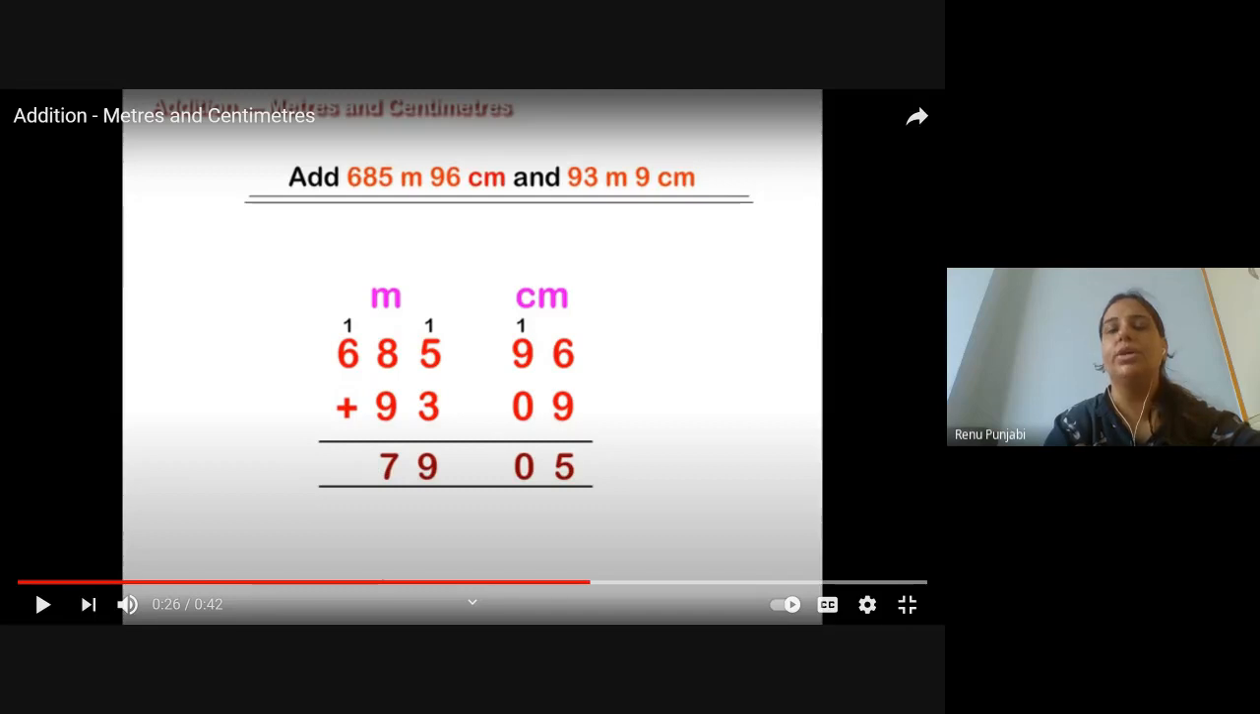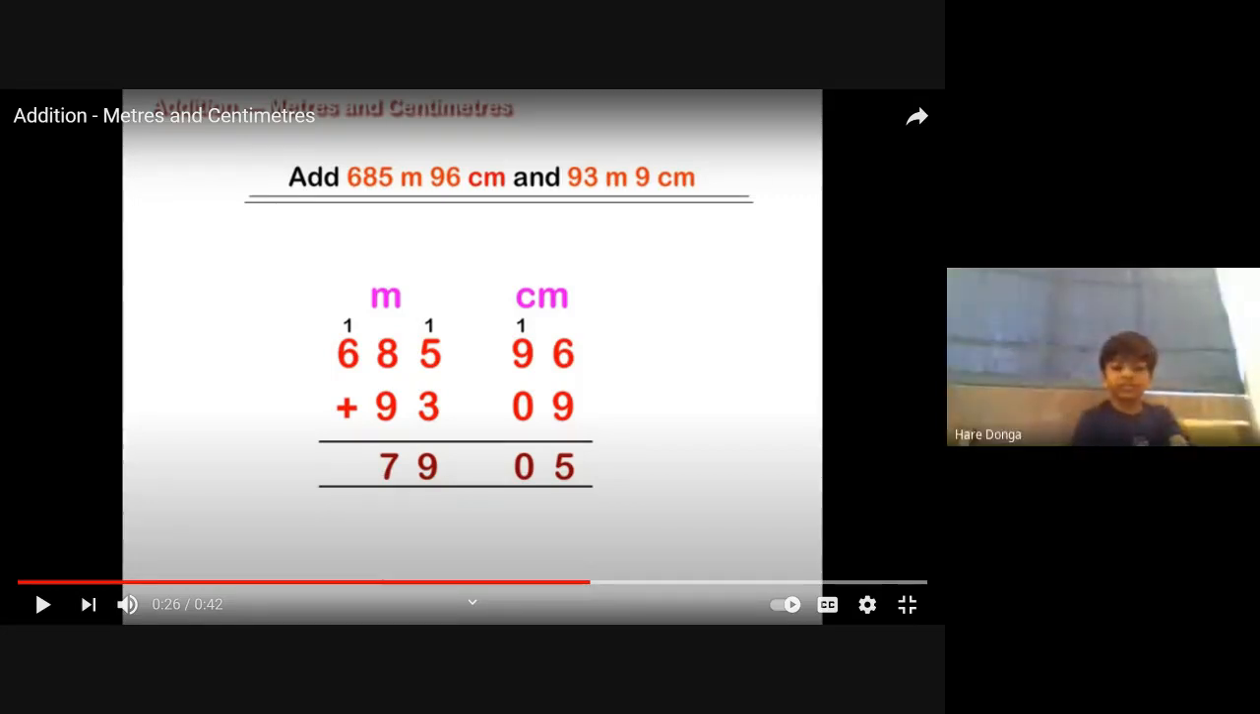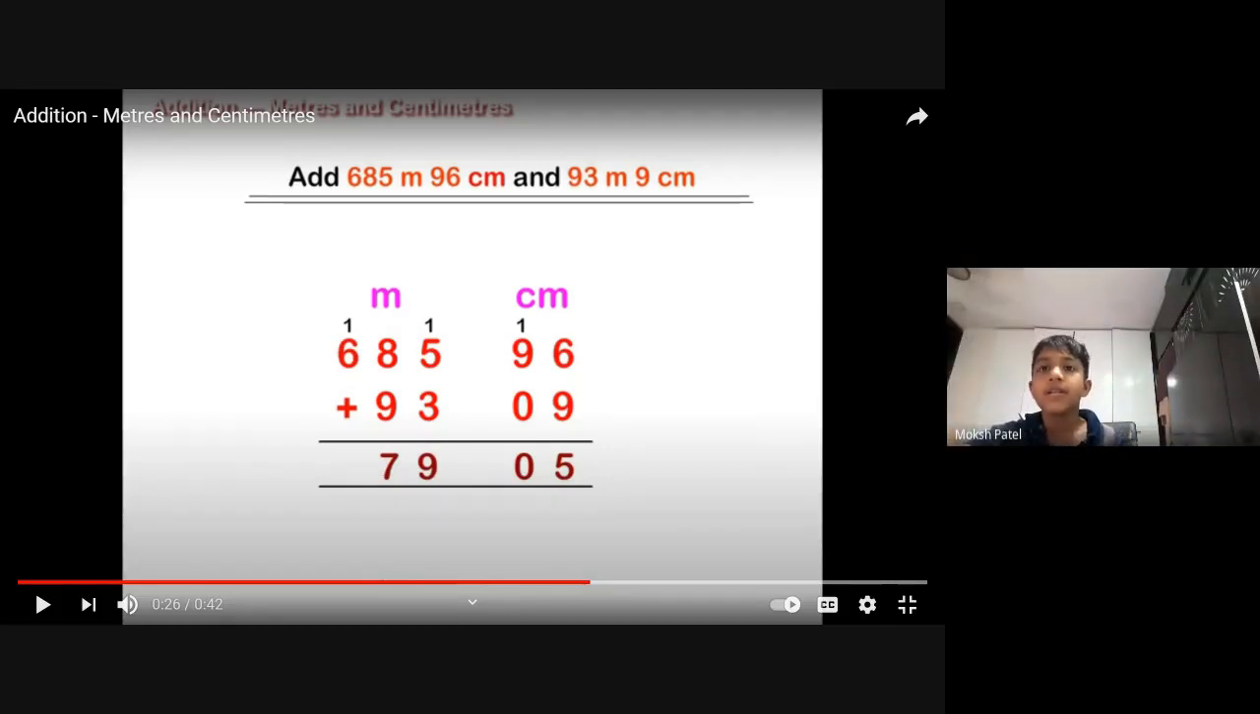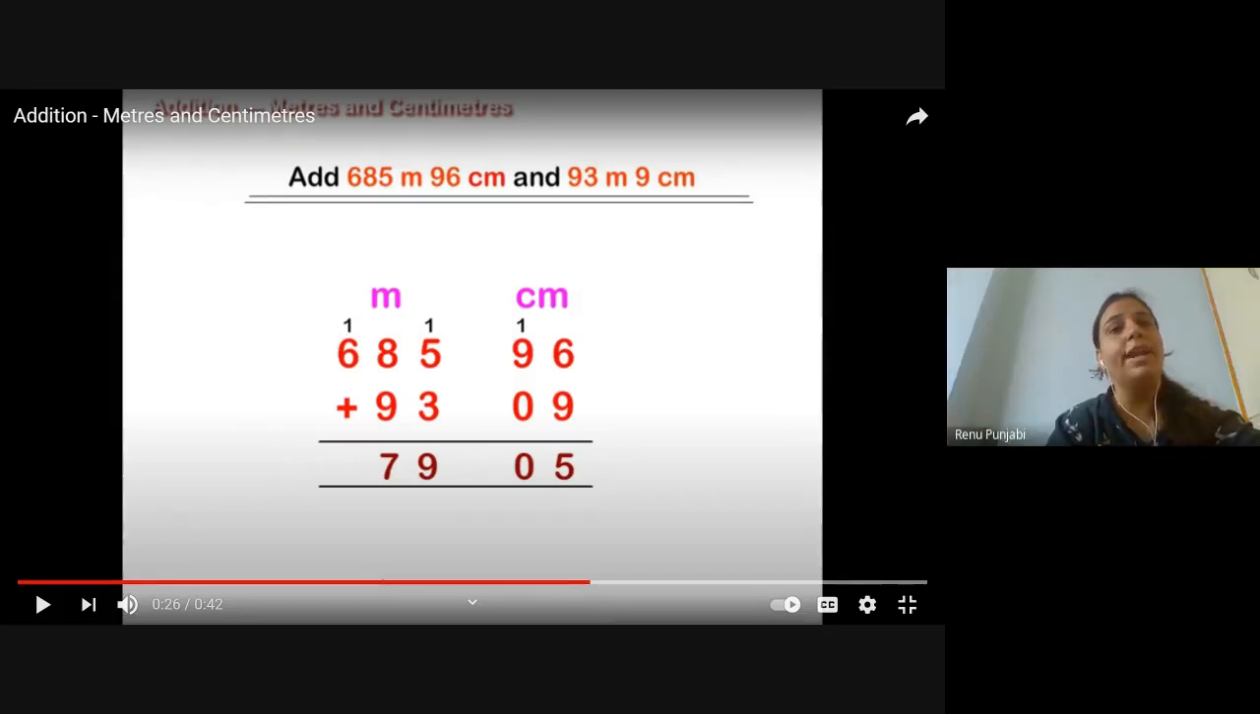Who will tell me yes or no? No, ma'am, not completely. Moksh Patel, why are we not writing 10 here? Why are we writing 0 here and carrying forward the 1? Because 9 plus 1 is 10. But that is 10. So why am I not writing 10 here completely? Why am I carry forwarding the 1? Tell me.